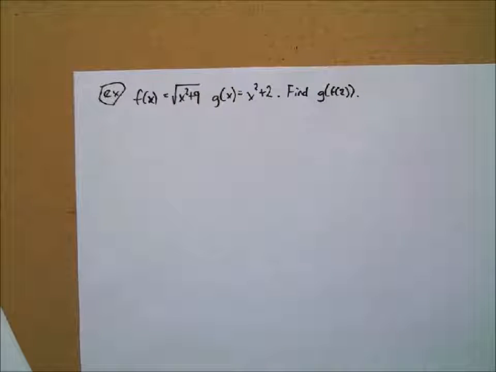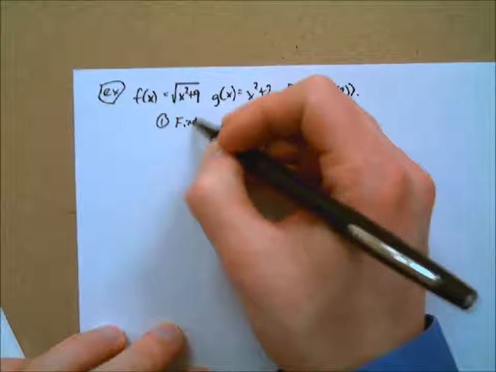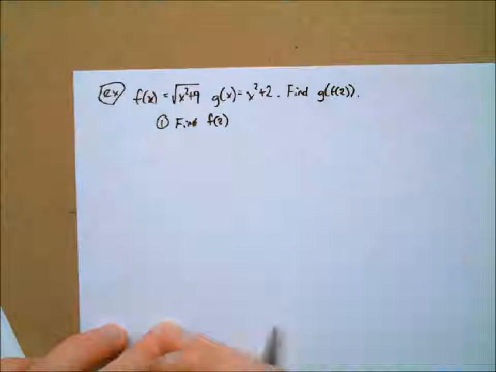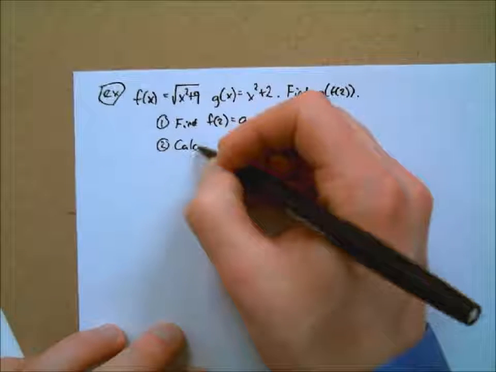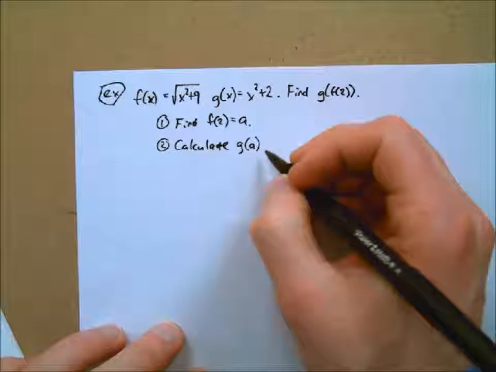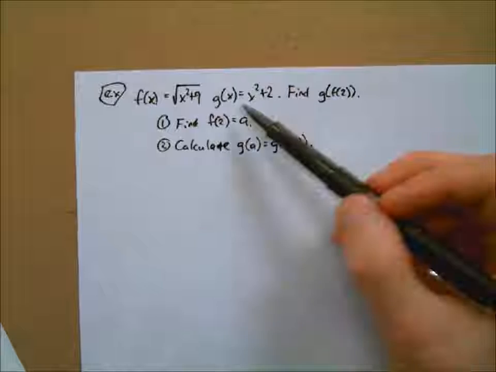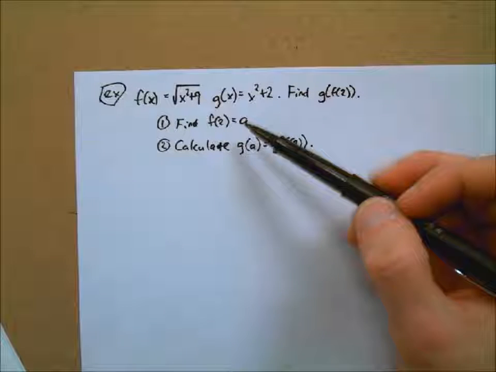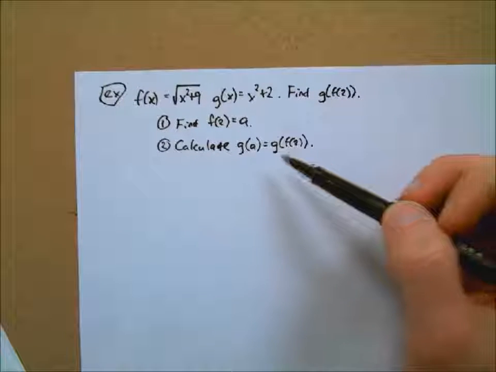So option 1, you can compose the functions if you want. You could find g of f of x, then plug in 2. That's your choice. My recommendation, though, is to find f of 2. Find f of 2, and let's just say that equals some value a, and then calculate g of that a, which is equal to g of f of 2. So you can find f of 2, whatever that is equal to, let's just say it's a, and then find g of a, which would be the same thing as finding g of f of 2.